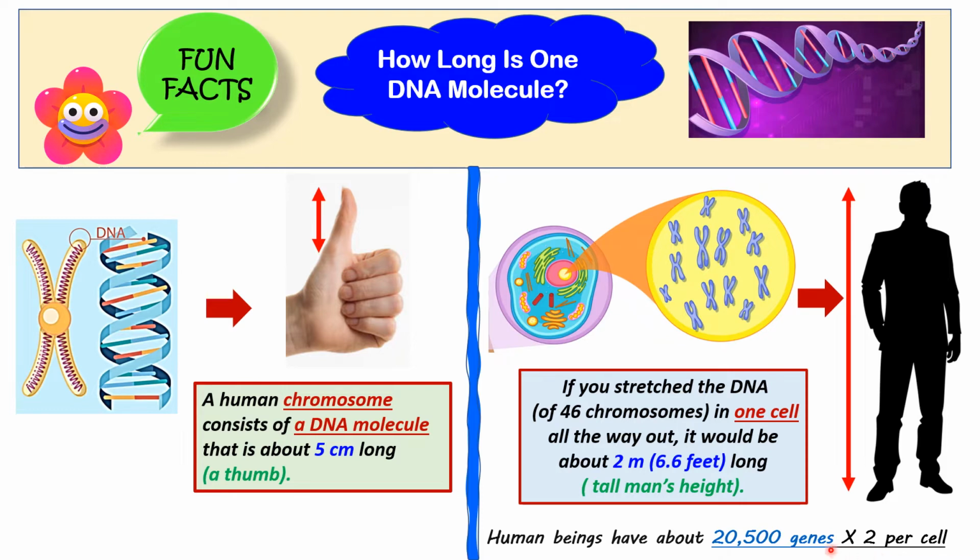That means each cell has 41,000 genes. Okay, but in terms of the different types of genes, we have 20,500 genes. This is only an estimate, right? Some sources may state that there are more genes, some may state less.